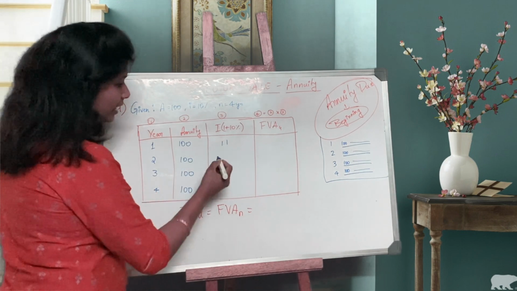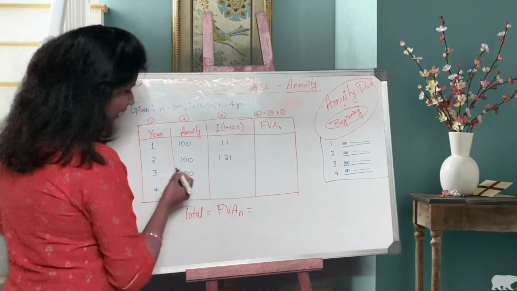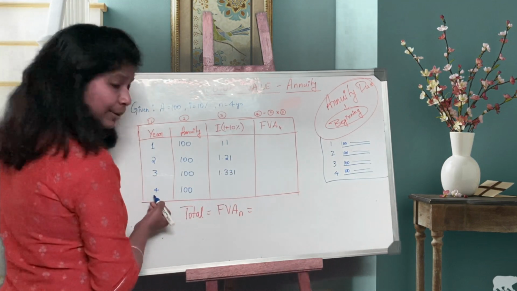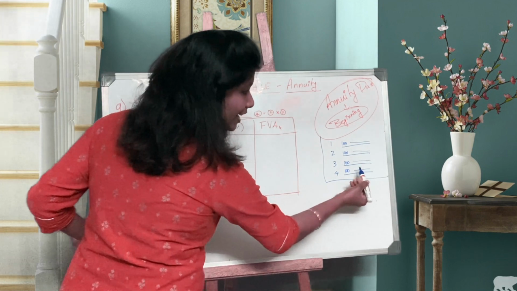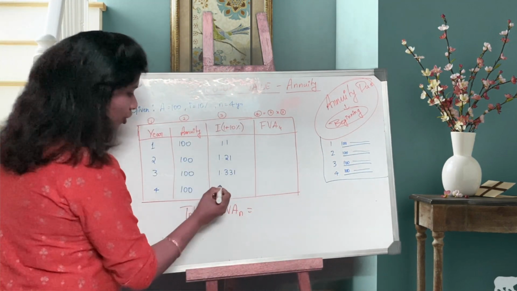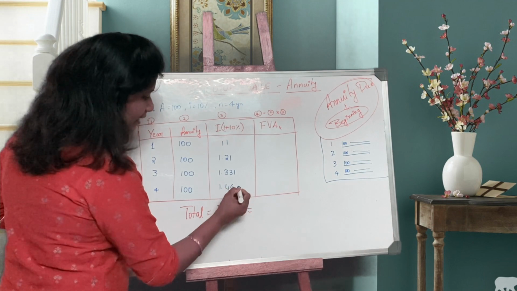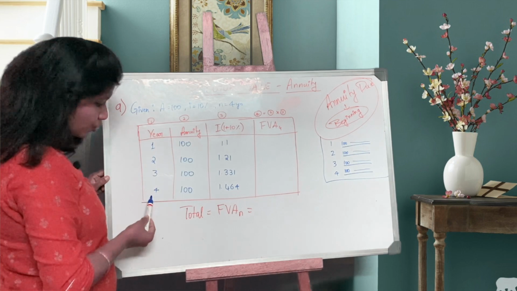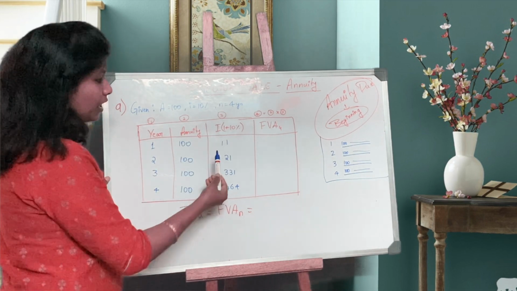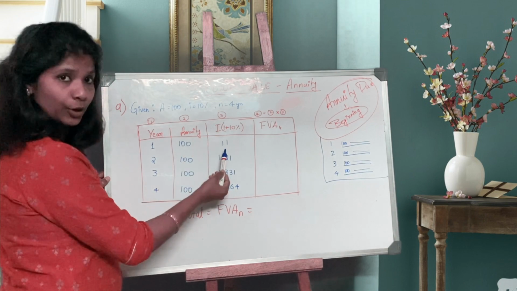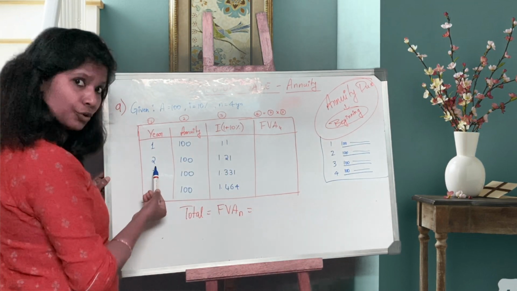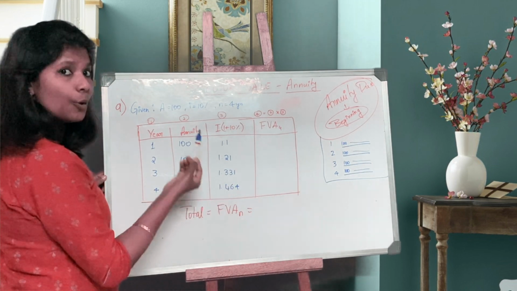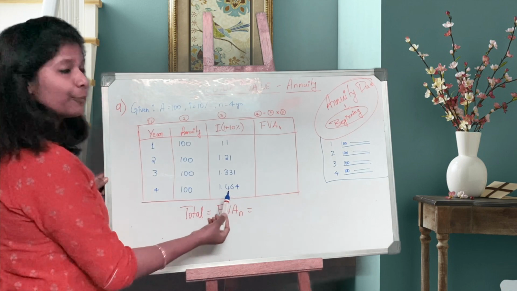To the power of 2 is 1.21. To the power of 3 is 1.331. And at the power of 4, the reason being I am going to get paid interest even in the 4th annuity, so it's going to be 1.464. Every time you write the interest rate, the year is going to act as the power value. 1.1 to the power of 1 is 1.1. 1.1 to the power of 2 is 1.21. 1.1 to the power of 3 is 1.331. 1.1 to the power of 4 is 1.464.